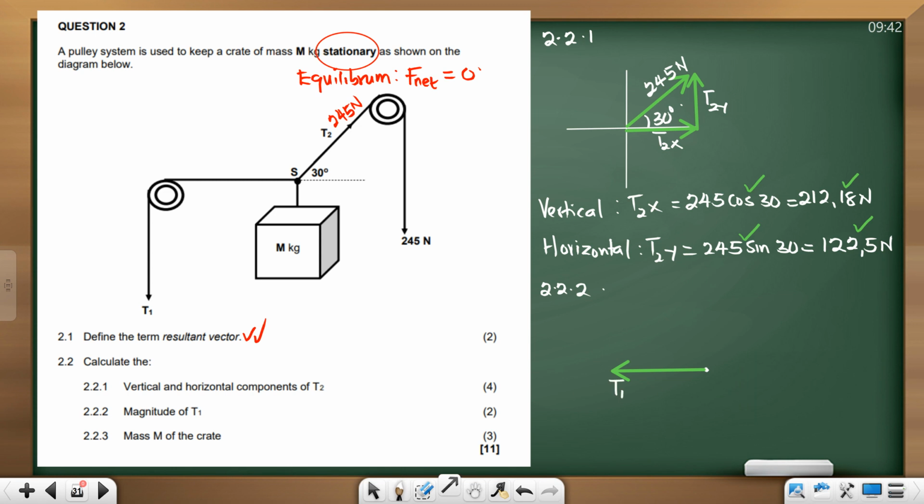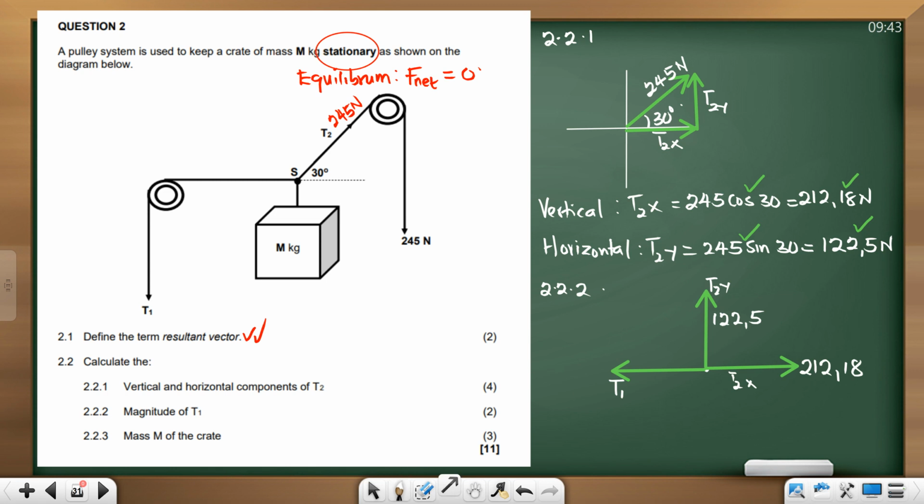Okay, but what do we have? We have T2x and we have T2. This is T2x and what? T2y. Right? What's our T2y? 122,5. What's our T2x?